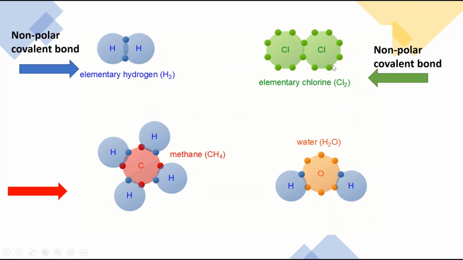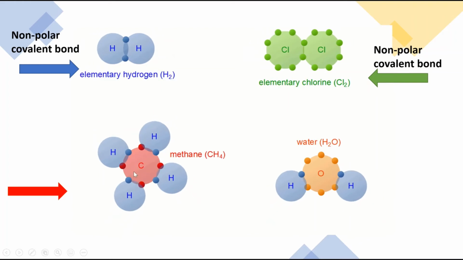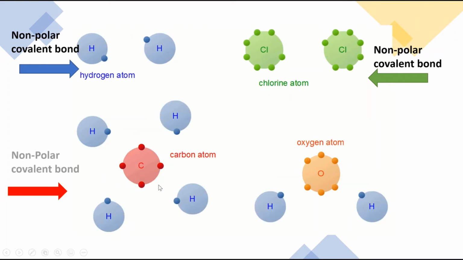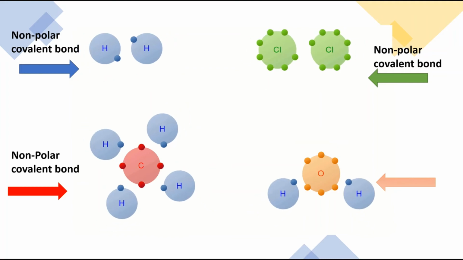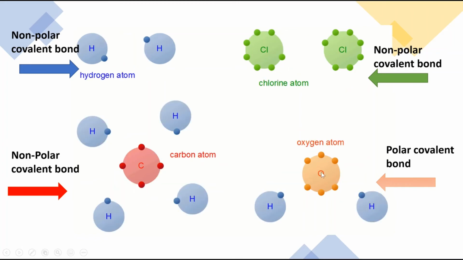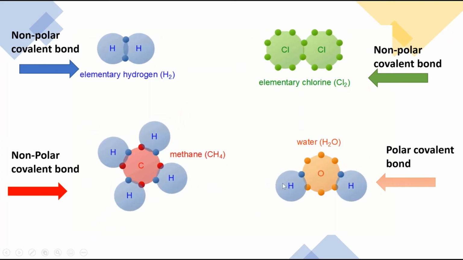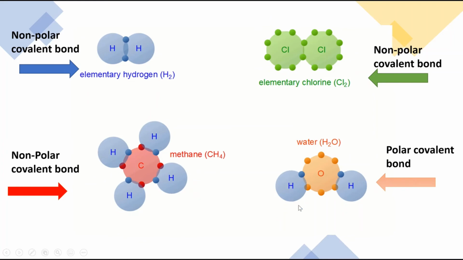The third one, which is methane, that is CH4, if you see here, carbon is a non-metal and hydrogen is also a non-metal, and it also forms a non-polar covalent bond. The water molecule, on the other hand, has a polar covalent bond. Why? Because the electronegativity difference between oxygen and hydrogen is sufficient to create a negative charge on oxygen and a positive charge around the hydrogen atoms.